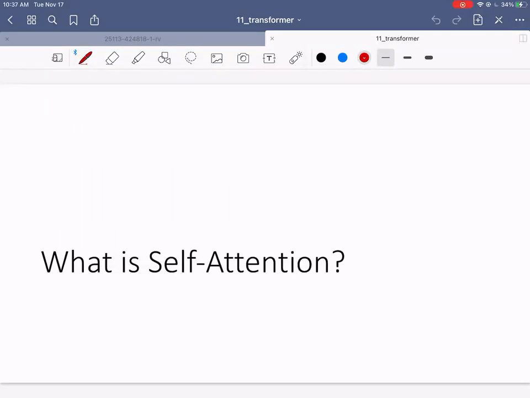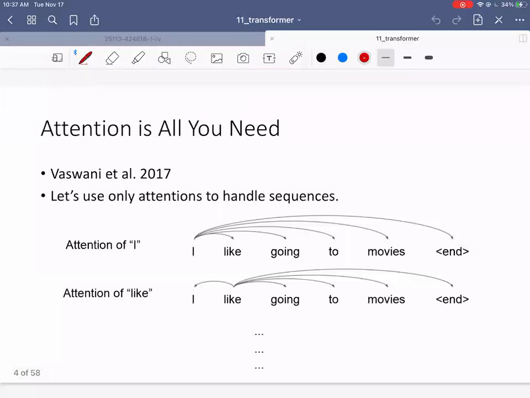So what is self-attention? Self-attention, or transformer, was proposed by Vaswani et al., a lot of people from Google, in 2017, and the name of the paper was "Attention is All You Need." It's like the Beatles song, "All You Need Is Love," but not love, attention. The essence is, let's use attention to handle sequences, and only attention.